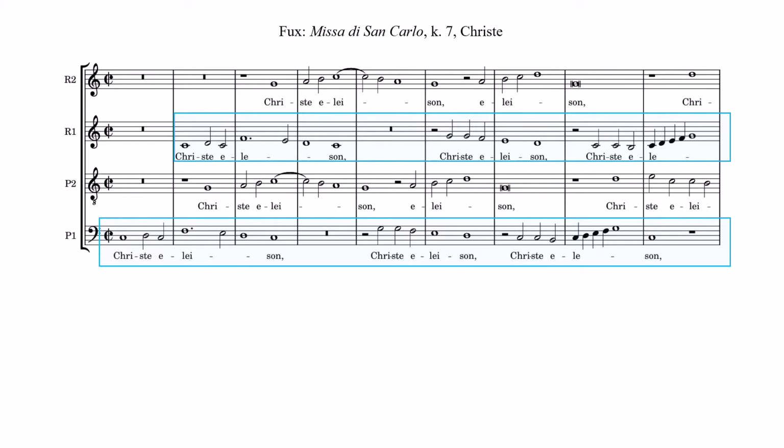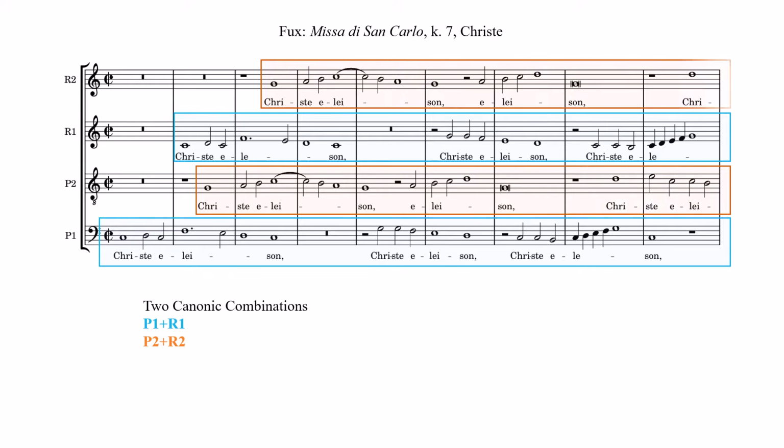I will call this blue combination Proposta 1 and Risposta 1 to distinguish it from the other canon. At the same time, Proposta 2 and Risposta 2 form a canon with completely different melodic material. But they happen to have the same parameters, an interval of entrance at the upper octave, and a distance of entrance of one measure. However, this is only one way of viewing the contrapuntal texture.